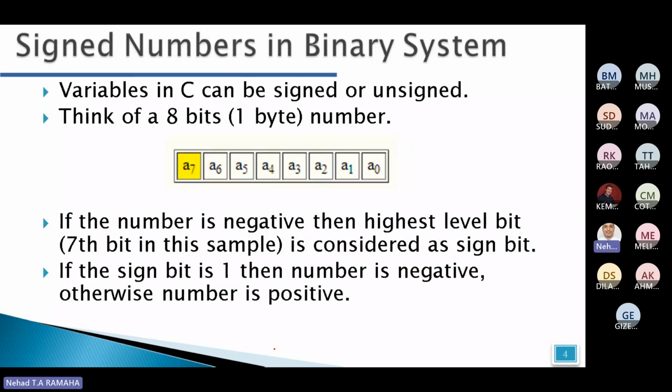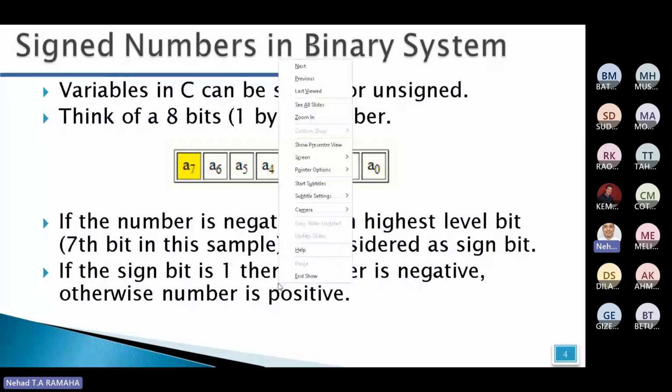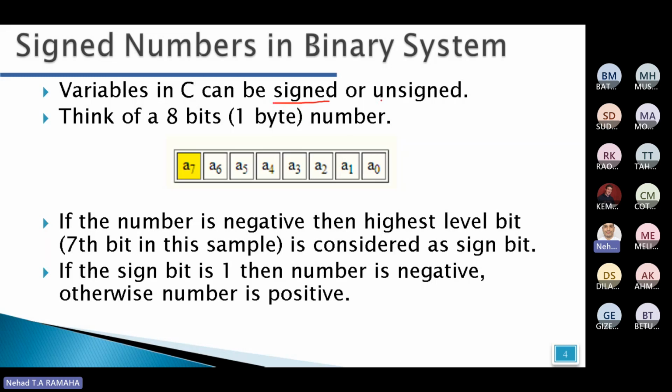Okay. In binary system, we also have a sign, meaning plus or minus for the number. So how to use the sign in the binary system? A variable in C language is either signed or unsigned. Signed means you have plus or minus. Unsigned doesn't matter the sign. It's always plus without sign.